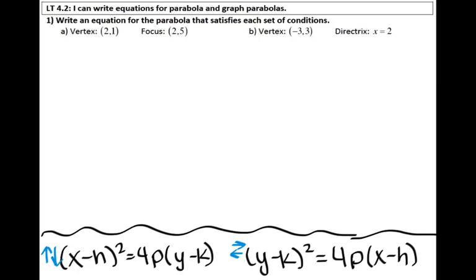So for number 1a, it's helpful if you actually plot those points. I'm going to go ahead and graph my vertex and my focus. My vertex is at (2, 1). My focus is at (2, 5).